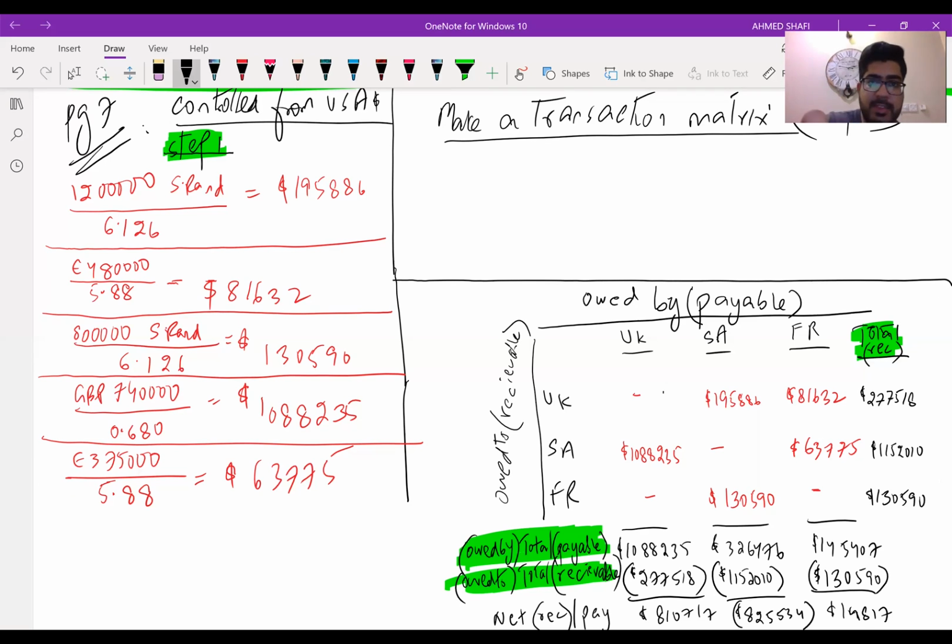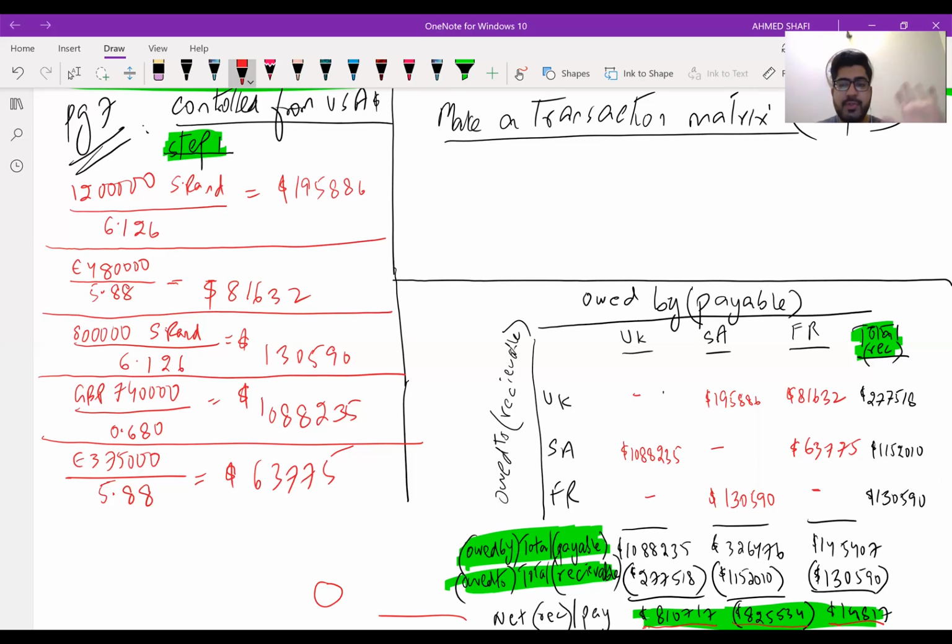Okay, that's the end of transaction matrix. Just to confirm whether your answer is correct or not, I need you to net them all off. The net off of all this should be 0. See, 14817 plus 810717 less 825534, net is 0. That is net off. What does this mean? Listen carefully. UK has net payable, South Africa has net receivable, and France has net payable.